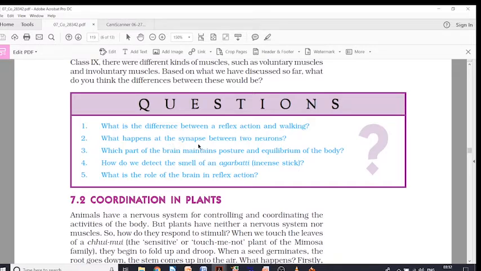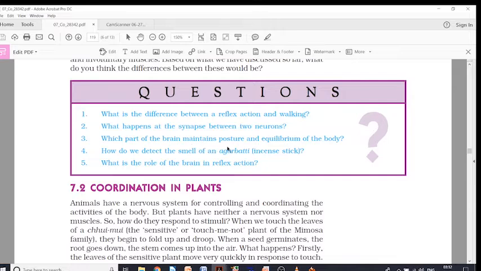Next, what happens at the synapse between two neurons? First of all, what is a synapse? Synapse is a gap between two nerve endings. At that gap, the electrical impulses are passed on to the other nerve in the form of chemicals. So the synapse is the place where electrical impulses are transferred from one nerve to the other in the form of chemical messengers.